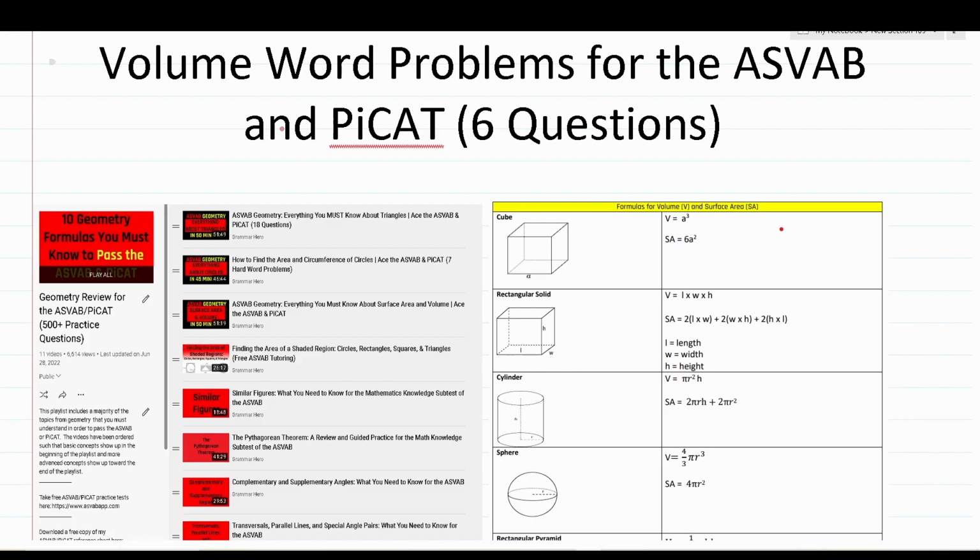Finally, I want to say this. If you can answer at least 4 out of these 6 practice test questions correctly, chances are you know enough about volume to pass the ASVAB and PiCAT already, and for that reason, I would recommend that you study something else in the meantime. If, however, you struggled with these practice test questions, I would encourage you to do 2 things.